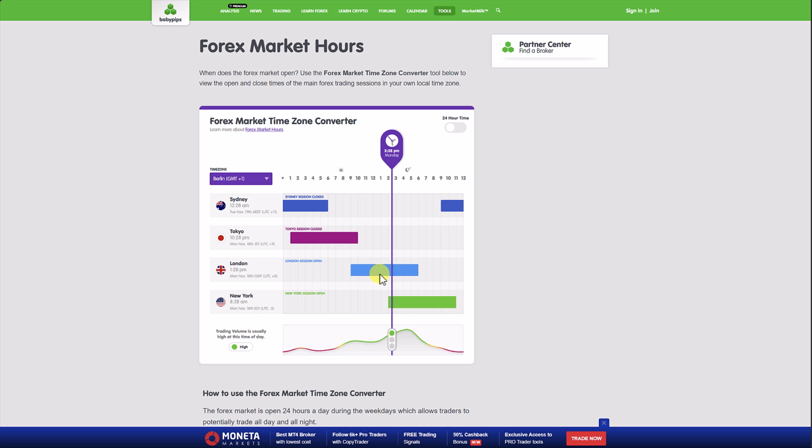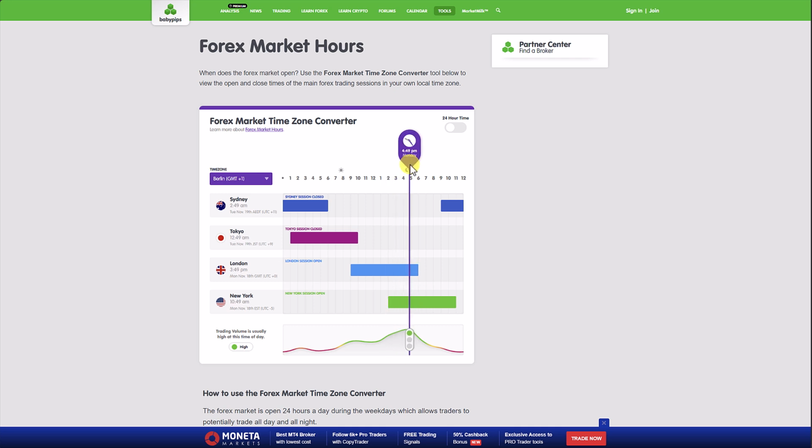So at that point in time, it would make most sense to trade European Forex pairs, so the Euro and the Swiss franc and the British pound, and also look at US dollar or Canadian dollar Forex pairs. Underneath, you can also see that the most active trading time in a day is here, just a few hours later compared to where we are now.